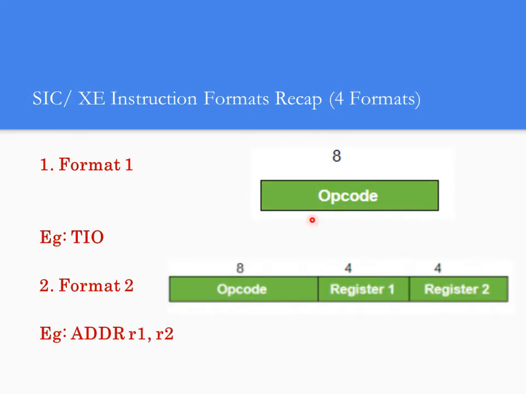Then again we will have a recap of the various instruction formats in SIC-XC. So there are 4 formats. In the first format, it's 8 bits or 1 byte, where you only have the opcode specified in the instruction, for example TIO. Then format 2 takes 2 bytes, altogether 16 bits. The first 8 bits correspond to the opcode, and the remaining 4 bits each are used to represent the registers used in the instruction. An example is ADDR R1, R2.